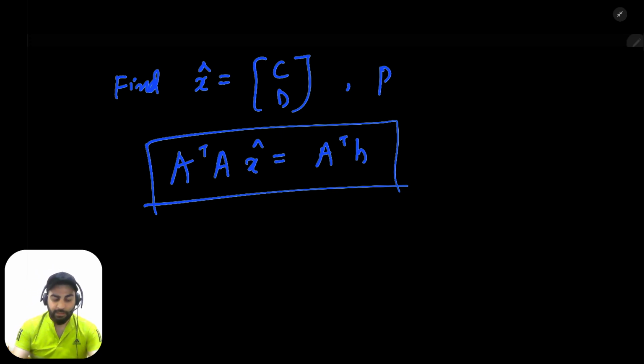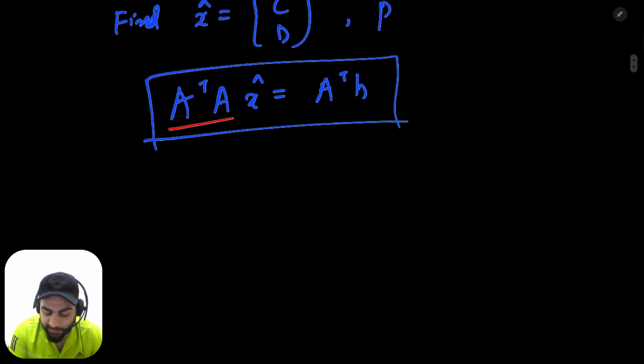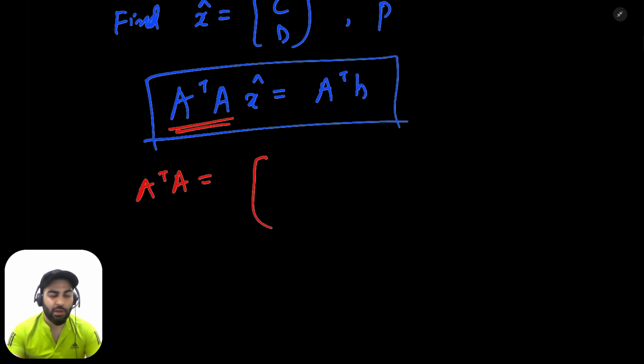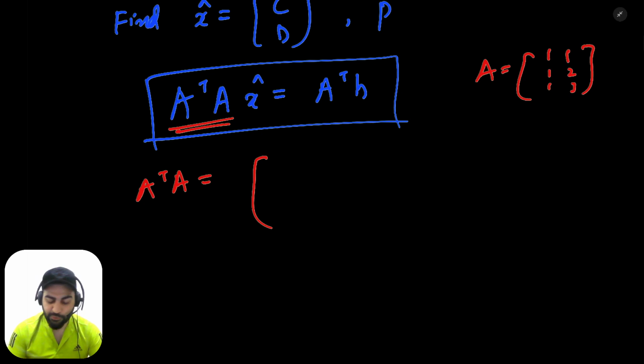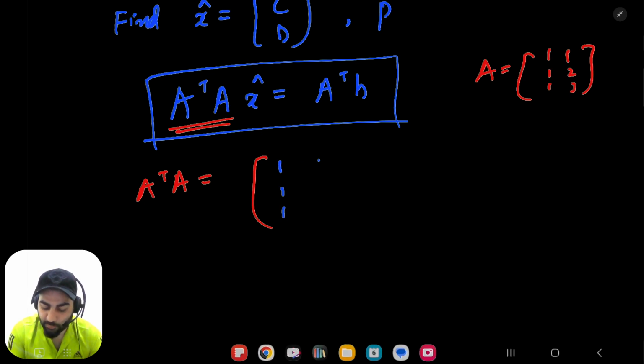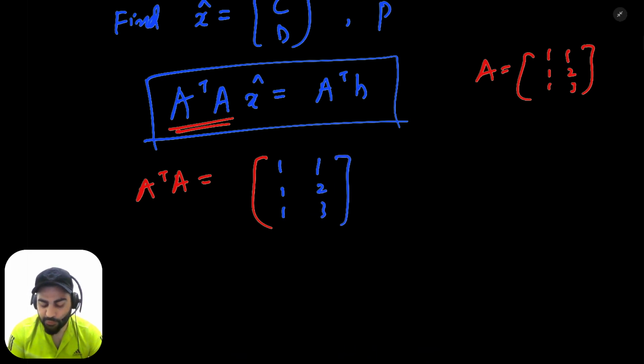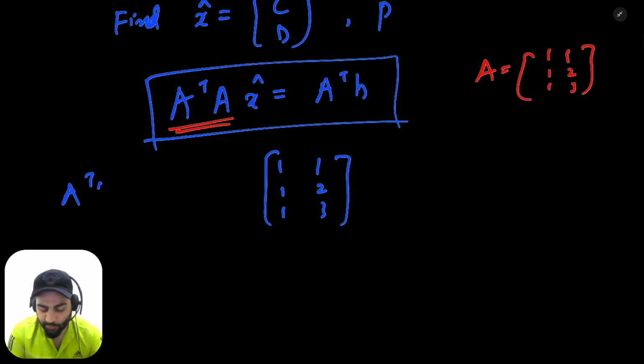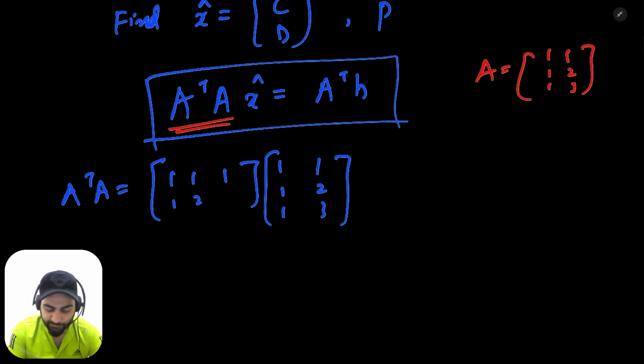Again, let's first solve this part, A transpose A. We know that A is equal to 1 1 1 and the other column is 1 2 3. This is our A. So now let's first find this A transpose A. This is equal to 1 1 1, 1 2 3, times the transpose of this, so this is our A and A transpose: 1 1, 1 2, 1 3. This is what I have to find first. So I am finding this portion.